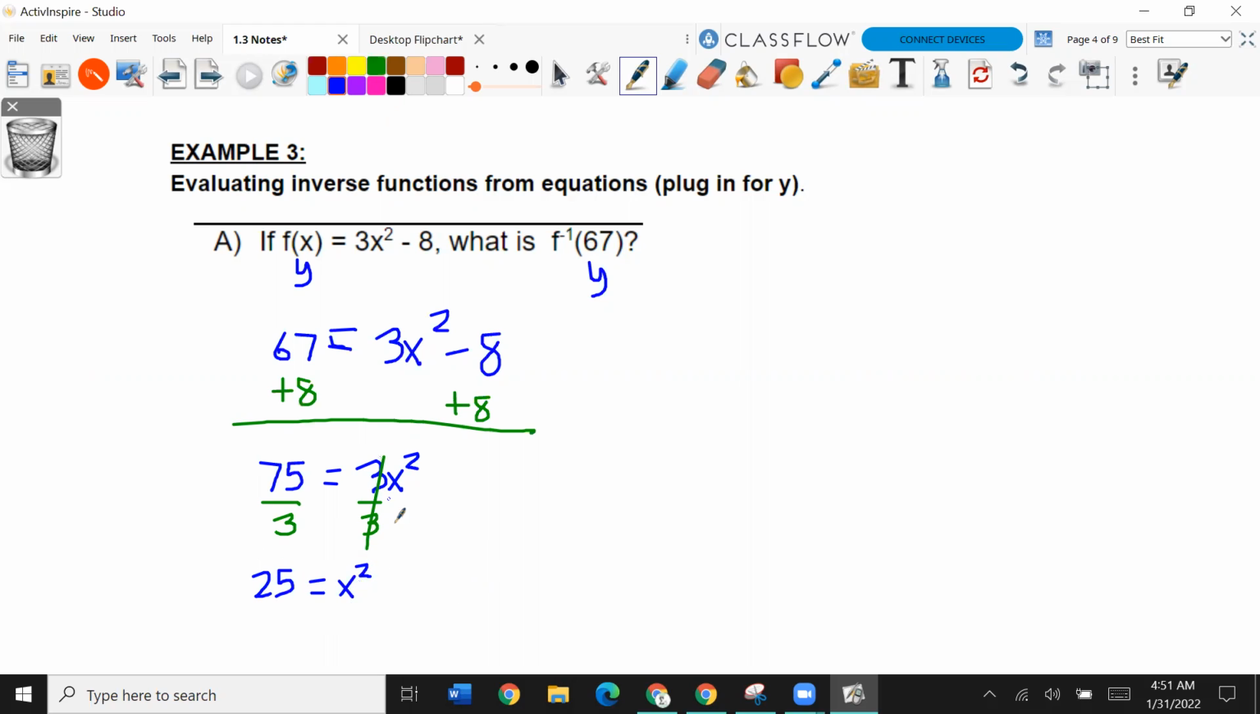And then finally, to get rid of the x squared, we'll take the square root. Remember, when you take a square root, you got to do plus or minus. So if I'm writing x squared equals 25, I really want to do a square root to cancel that square out. But when you do a square root of a number, make sure you put a plus or minus in front of it. It's actually going to be plus or minus 5.